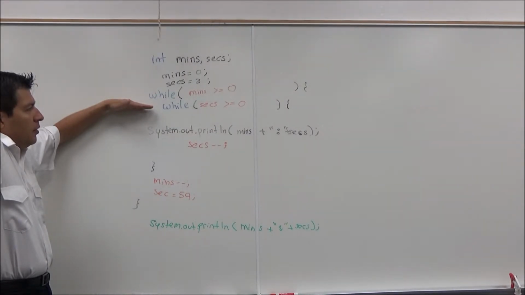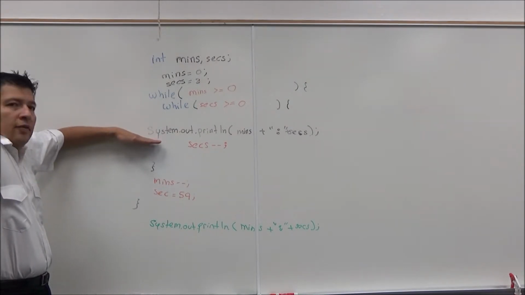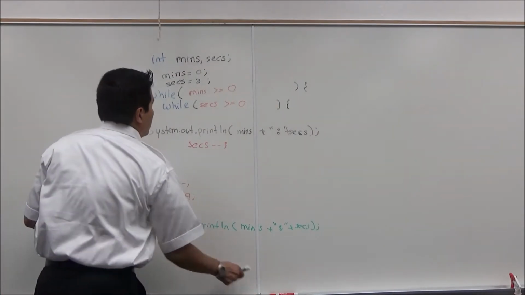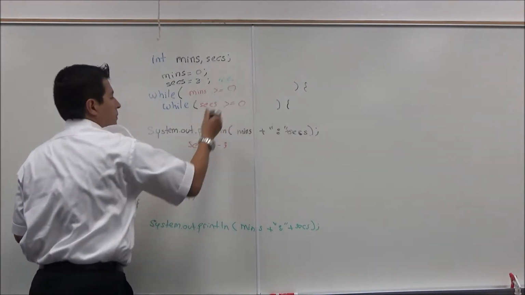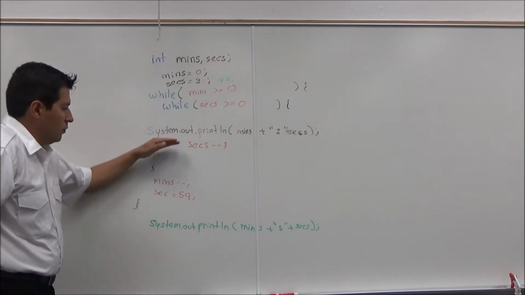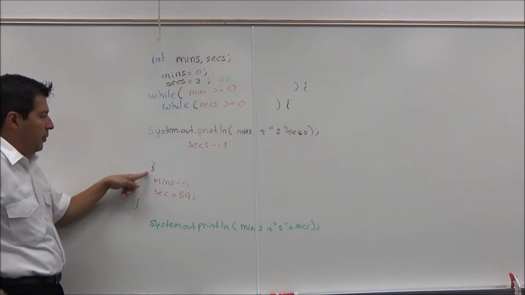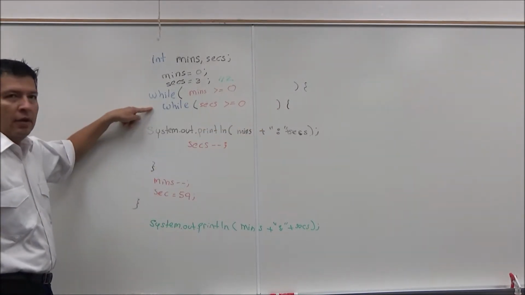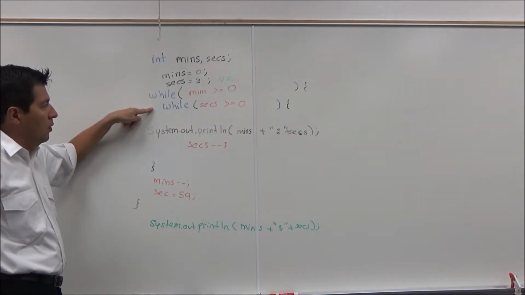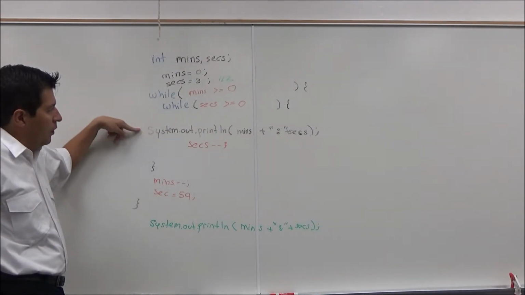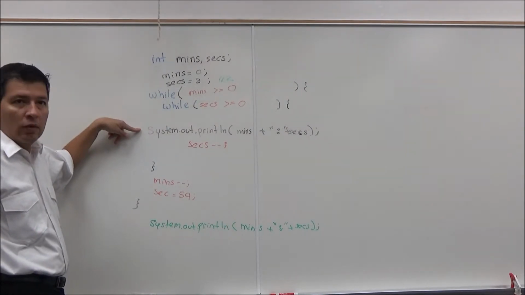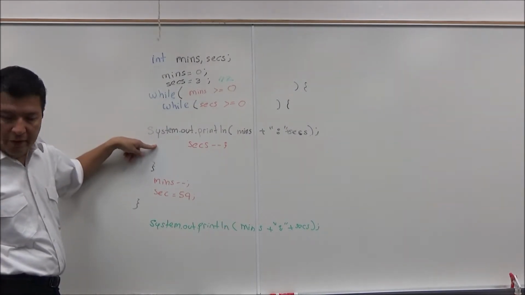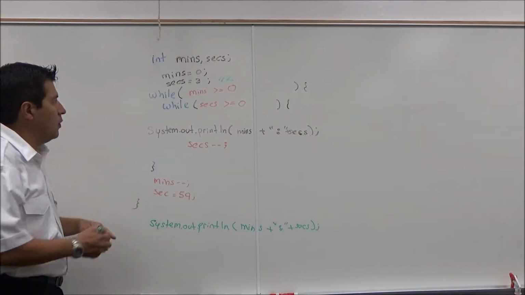Seconds, 3, greater or equal than 0? Yeah. Displays 0 and 3, right? Now seconds is 2. Right? It hits this curly bracket. This curly bracket is matching this curly bracket, right? So it goes back to the matching curly bracket. Right? 2 greater or equal than 0. So it displays 0, colon 2. Seconds decrease to 1. So now seconds is 1.